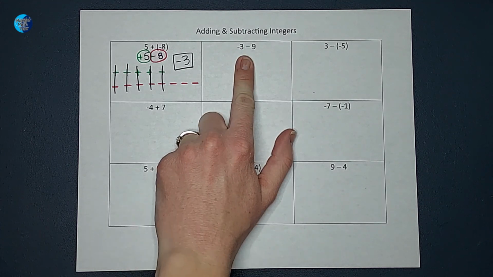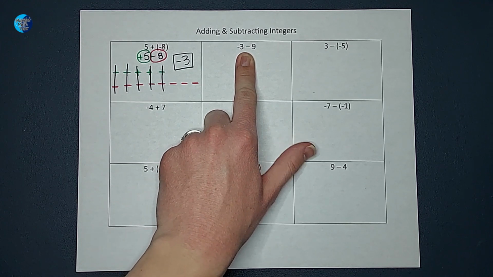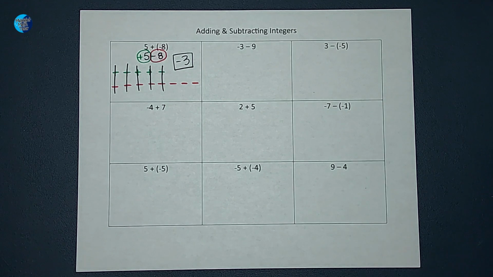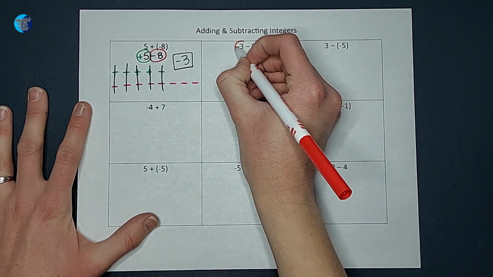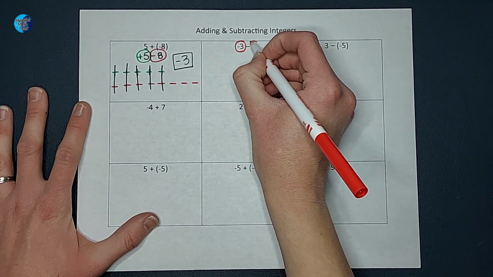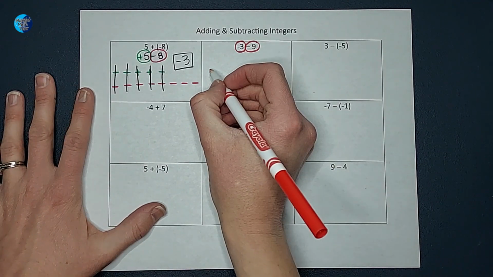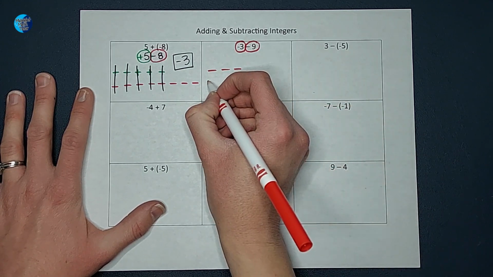All right, so first thing I ask myself, do I have any signs right next to each other? I don't, right? There's nothing that looks like this or like this. So now I can just go ahead and circle. Positives I circle green, negatives I circle red. Well, this one doesn't have any positives. So I know I have 3 negatives and 9 negatives. And I go ahead and draw those out. So 3 negatives, 1, 2, 3, and 9 negatives.